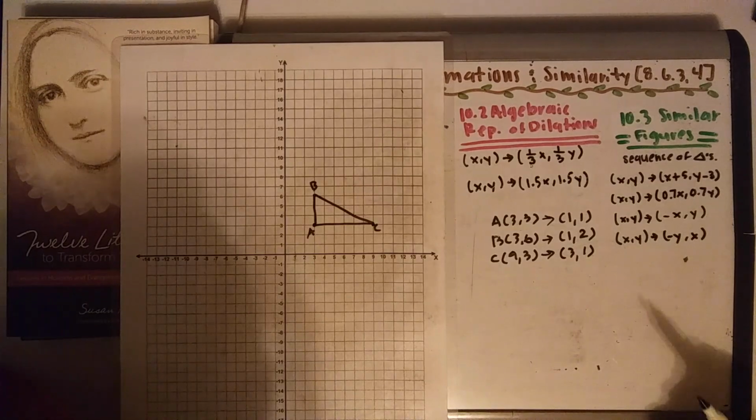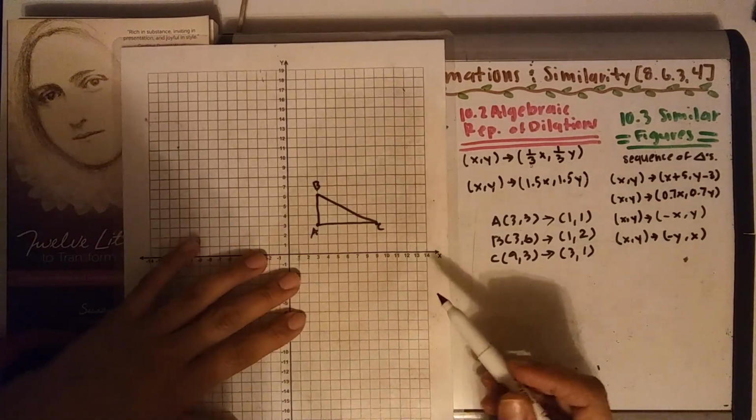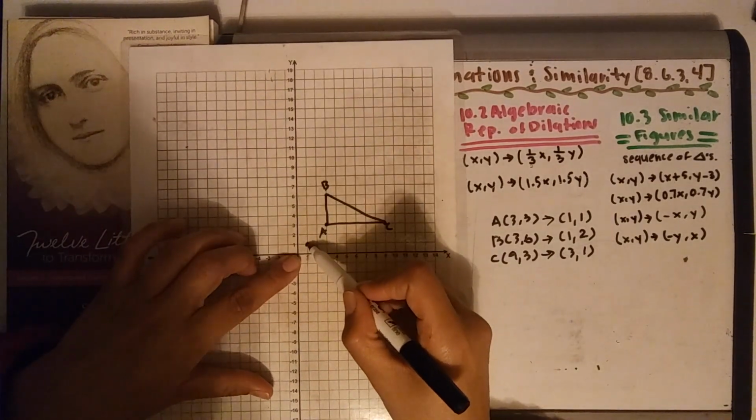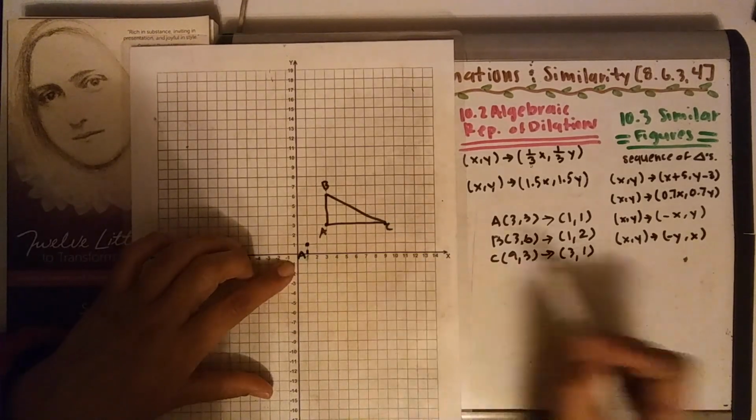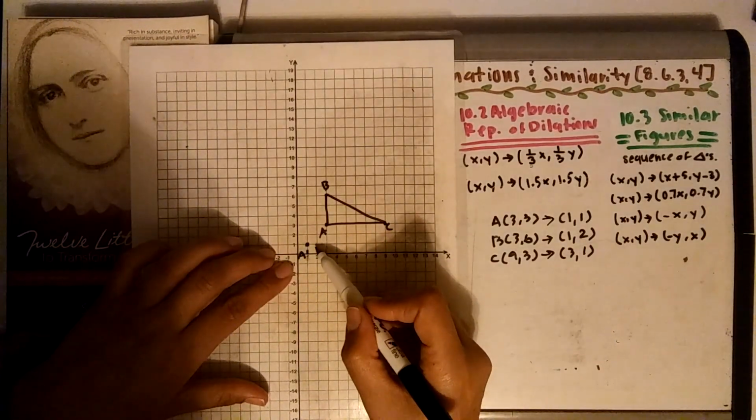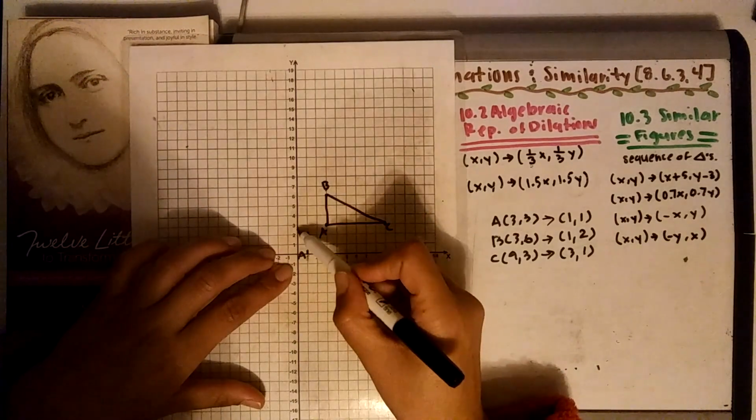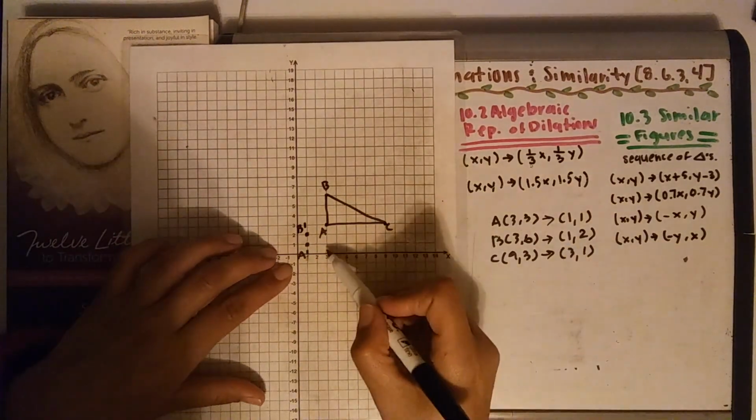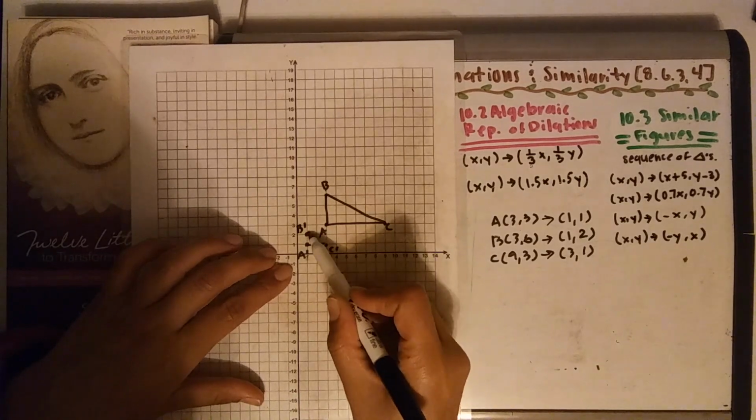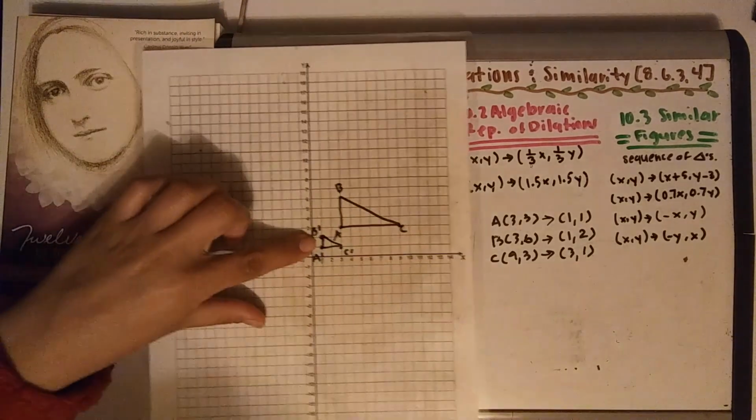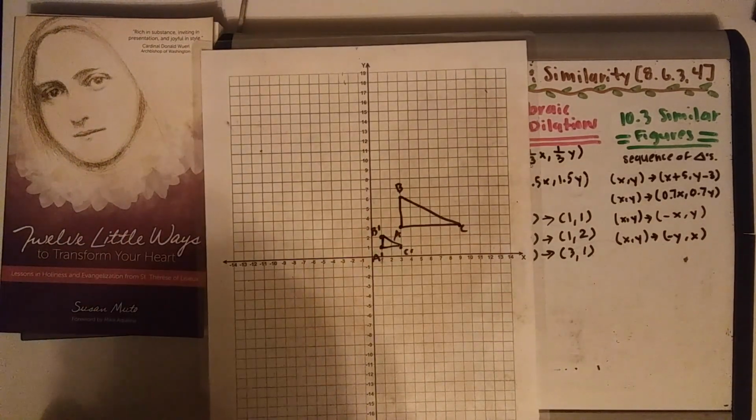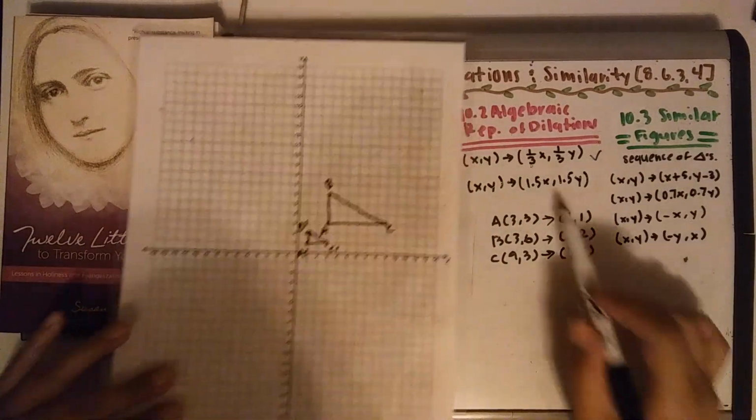So then I can do my new ordered pairs, okay? So I have 1, 1. That's my A prime. Then I have 1, 2. That's my B prime. Then I have 3, 1. That's my C prime. So that is my reduction. That little triangle right there is my reduction. Okay? That's checked. Let me go ahead and do this one.